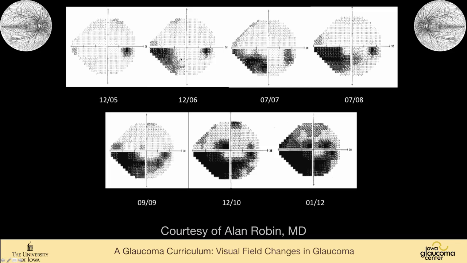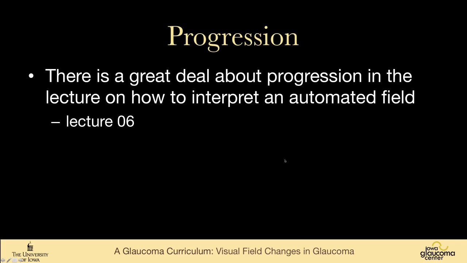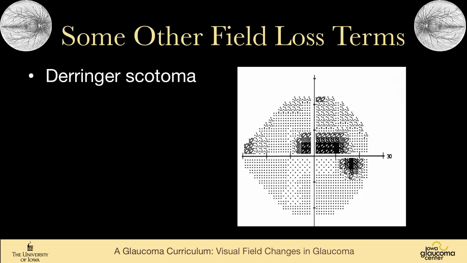So you can see that this patient developed this little tiny defect here that expanded into an inferior step, and this is all following the nerve fiber layer pattern quite beautifully, unfortunately, showing us what that looks like as it expands, and now starting to lose superior field as well. I'm going to talk a lot about progression in the lecture on how to interpret an automated field, which is lecture 6. So I'm not going to go over much more about progression here.